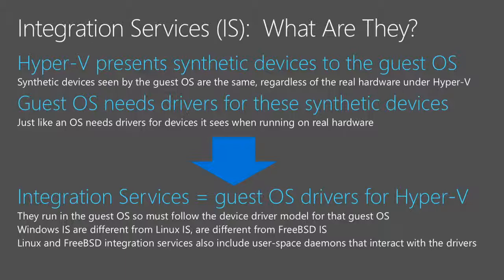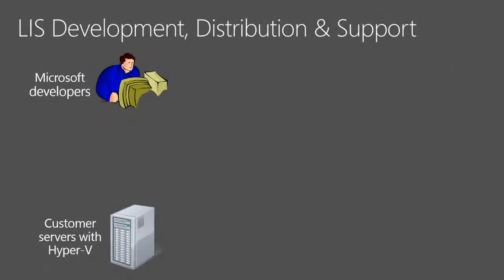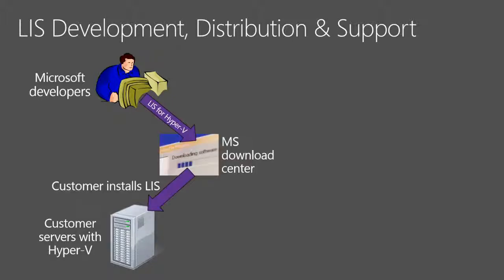In the Linux space, as we work with these device drivers, we've got Microsoft developers writing the Linux integration services. We have Microsoft developers actually writing the FreeBSD integration services as well. There are a couple of different delivery models for these integration services. One is that Microsoft packages a version of the Linux integration services. They're up on the Microsoft Download Center. As a customer, you can download those integration services and install them into your Linux instance that you've put on Hyper-V.